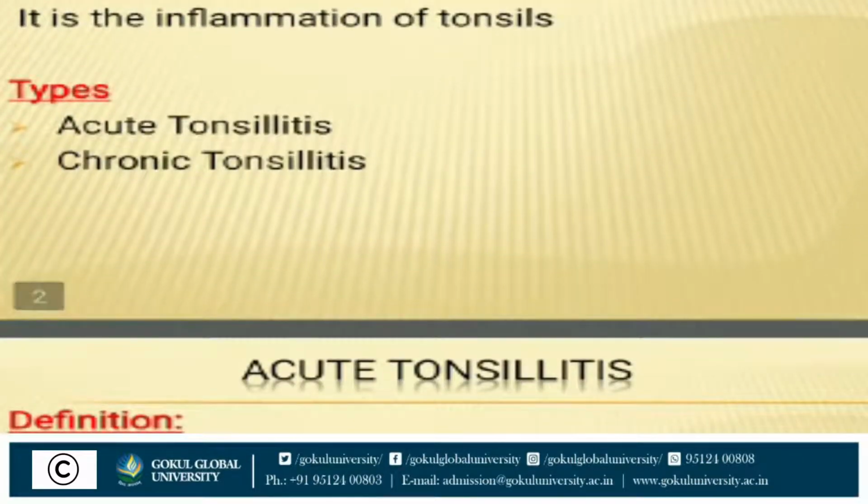First, the definition of tonsillitis: it is the inflammation of the tonsils. The types are acute tonsillitis and chronic tonsillitis. If tonsillitis occurs for a short duration, we call it acute tonsillitis, and if tonsillitis occurs in our body for a long-term duration, we call it chronic tonsillitis.